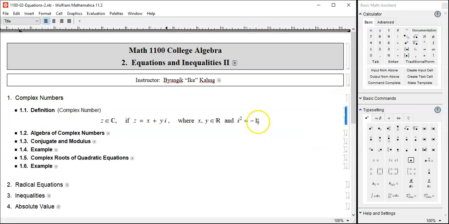What is a complex number? First, we begin with something called an imaginary number. Let's consider a certain number, an imaginary number i, such that i squared is equal to -1. Of course, that's not possible for any real number. That's why it is called imaginary.